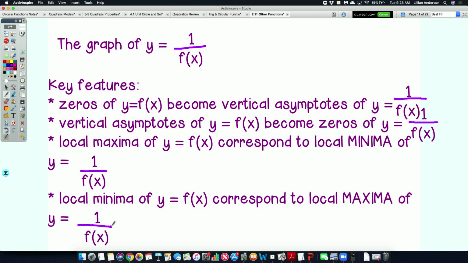Zeros on your original function now become vertical asymptotes once you change it to 1 over your function. Vertical asymptotes of your original function now become zeros when you do 1 over your function. Local maxima of your original function become local minima of your 1 over f of x function, and vice versa. Local minima on your original become local maxima on your 1 over f of x function. This is nothing but a reciprocal. It's nothing but a reciprocal function.